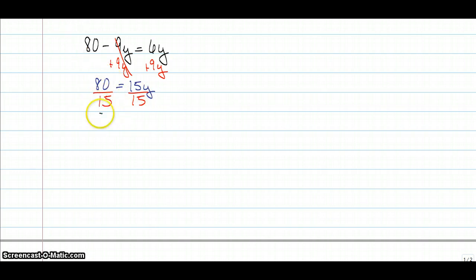Well, 80 over 15. 15 won't go into 80 evenly, but I can simplify it. Let's see, I know they're both divisible by 5. 5 will go into 15 3 times. 5 will go into 80, let's see, 16 times. So I know that y is equal to 16 over 3. Now when I come over here and I do my check, I have 80 minus 9y is equal to 6y.